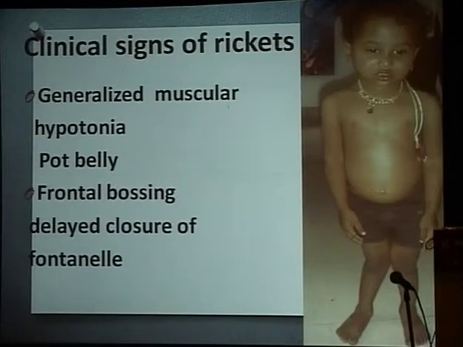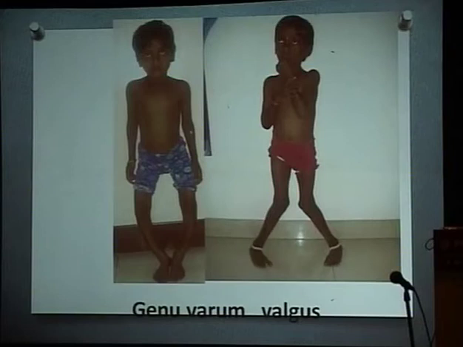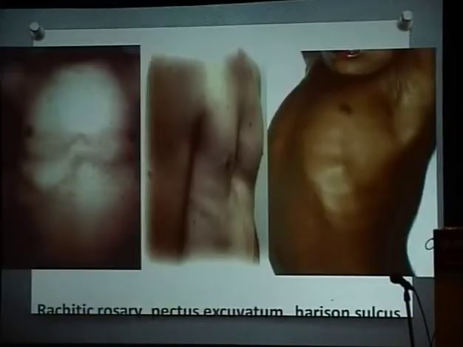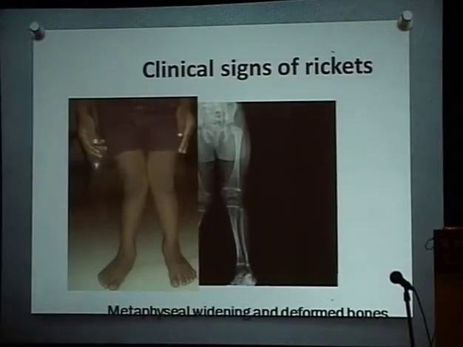Well, clinical signs of rickets. Rickets is not at all uncommon in our country. We still see a lot of nutritional rickets. So you must know what the clinical signs of rickets are. Generalized muscular hypotonia, pot belly, frontal bossing, delayed closure of fontanelles, genu varum or valgum, rickety rosary, pectus excavatum, and Harrison sulcus. There is metaphyseal widening and there are classical X-ray changes.